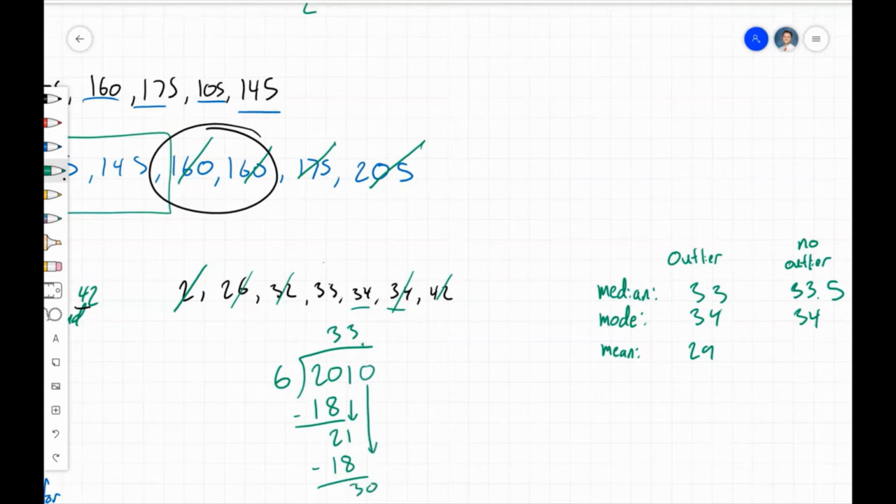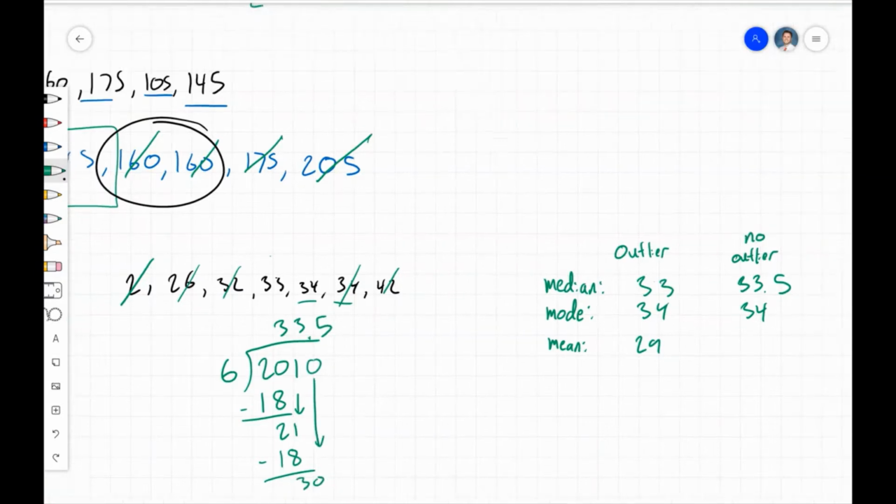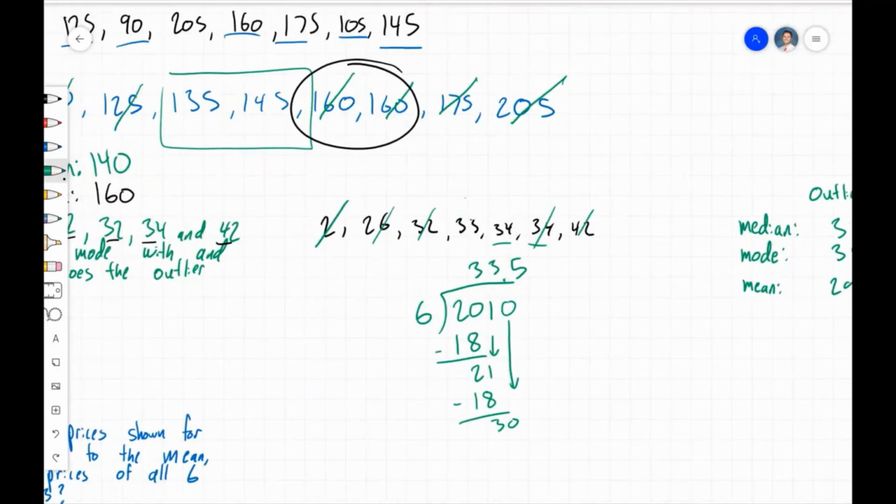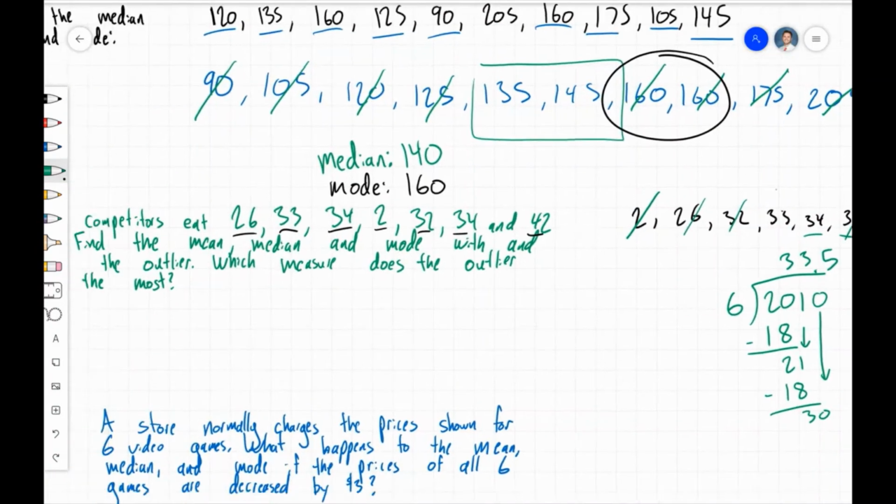And 6 goes into 30 5 times. So our mean is 33.5. Now if we look at this, we can see that without the outlier, our median changes slightly. It changes by 1/2. It increases by 1/2. The mode does not change at all, and the mean increases by 4.5. So we can see that the mean in general is much more affected by outliers than the median and the mode are. So that's always something to keep in mind.